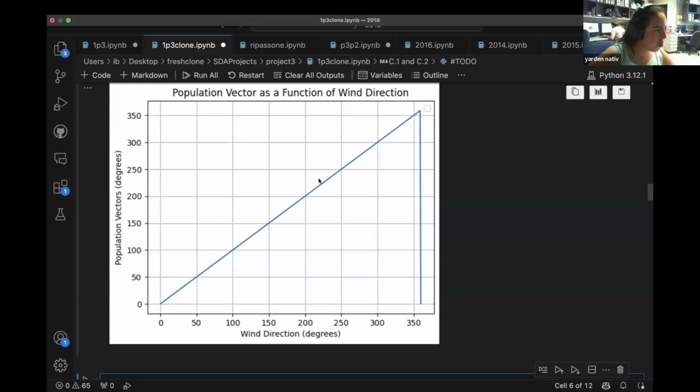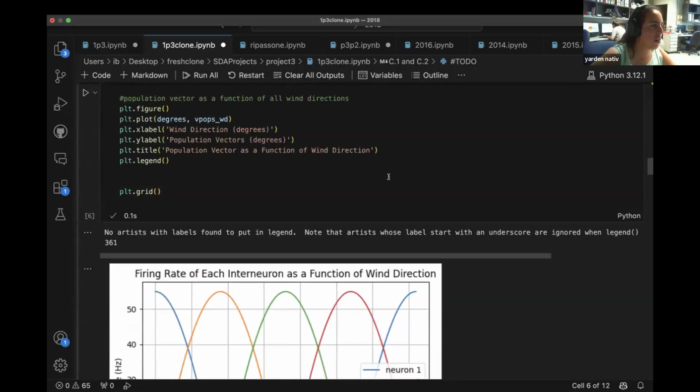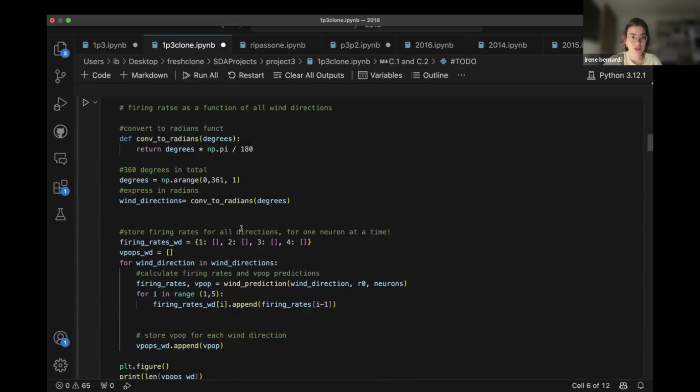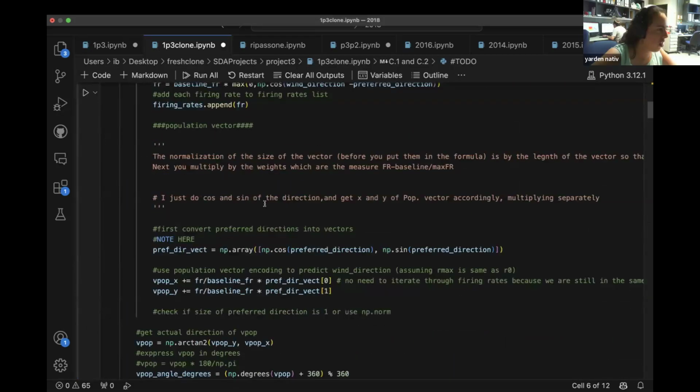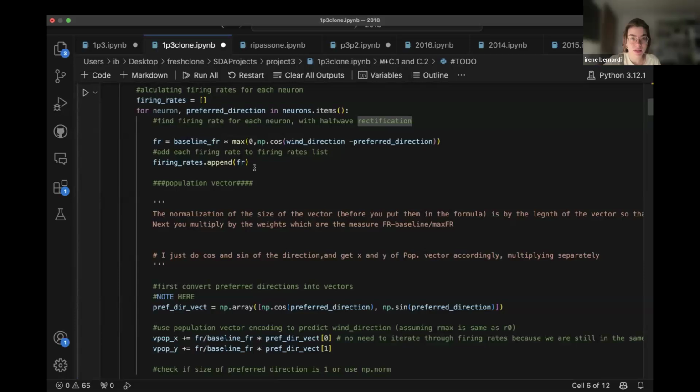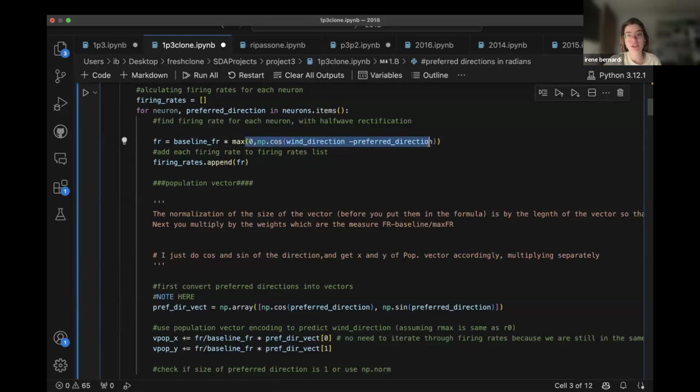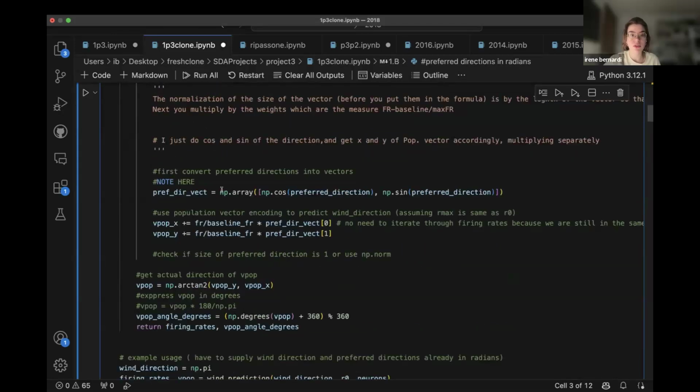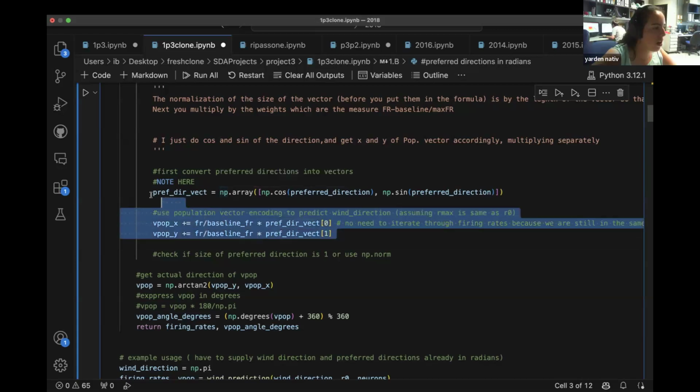So I have my solution for this, and in my solution it should be only cosine. Yes, of course. You always take just the cosine right here when you do wind direction minus preferred direction. Of course, but then when you do the population vector, when you want to turn the preferred direction from a direction into a vector, you take its cosine and its sine. That's what I'm doing. Now I got it.